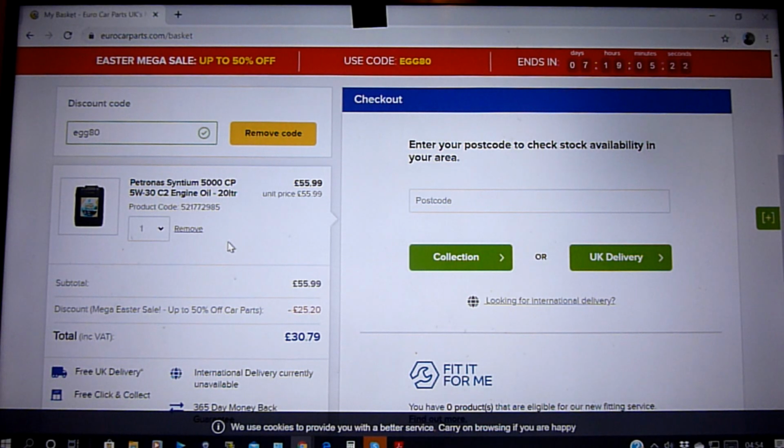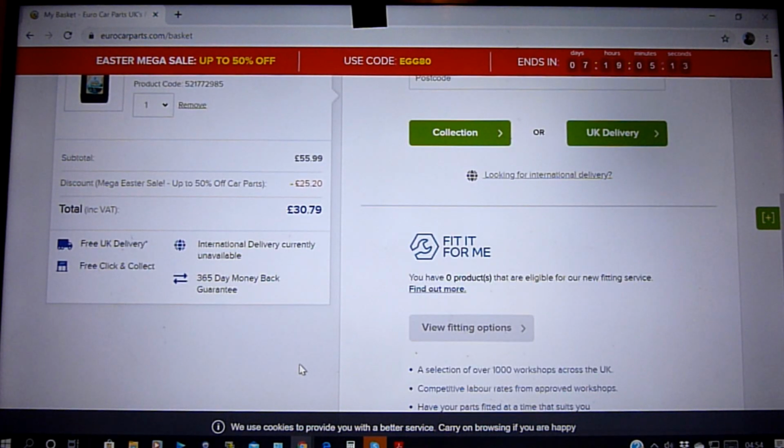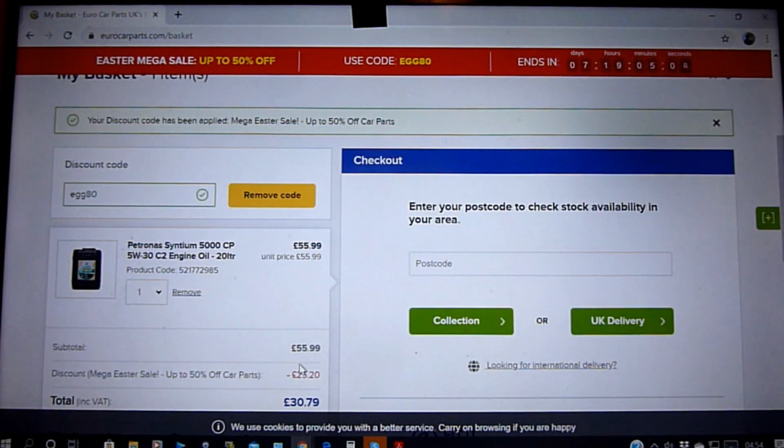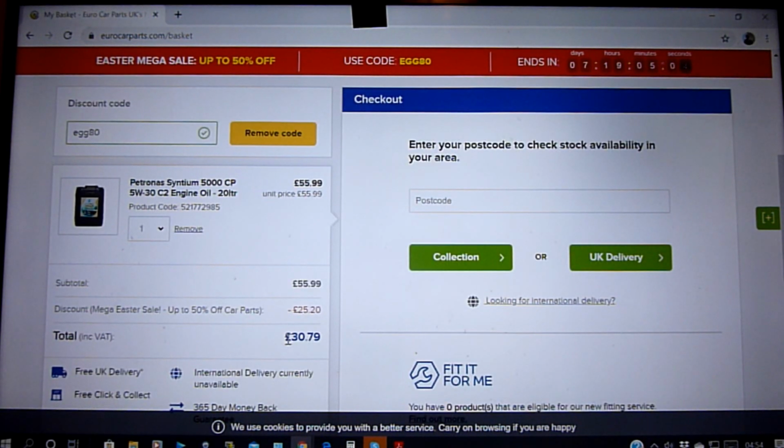So 20 litres, that's a lot, that's many oil changes, only £30. So I'd be stupid not to buy this one. This one's suitable for my car, just slightly higher ash. Right, so that's it. £30.79 for 20 litres, 5.28 gallons. So that's 4 oil changes, or both of my cars for a couple of years.